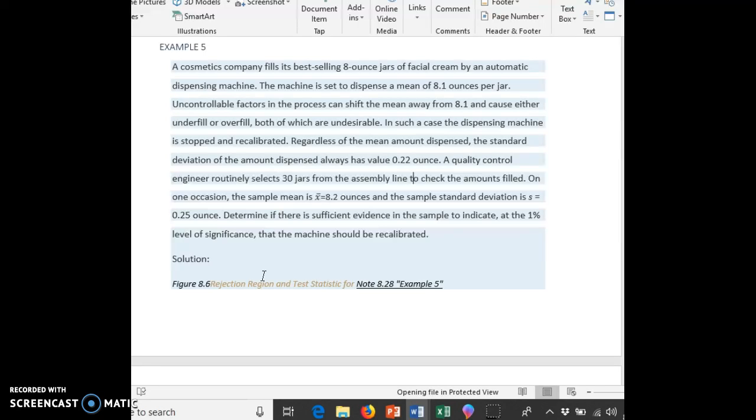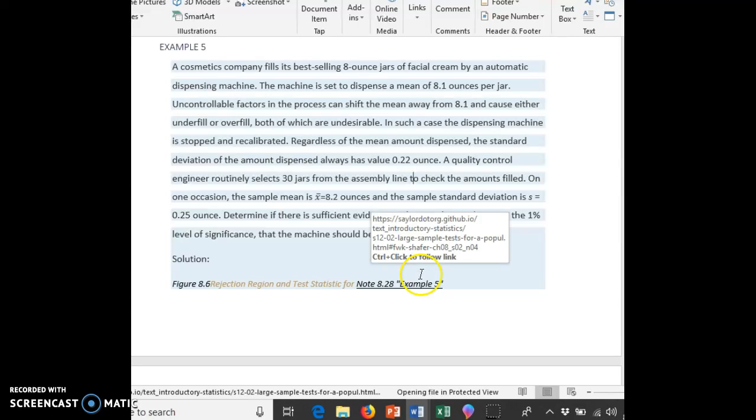Regardless of the mean amount dispensed, the standard deviation of the amount dispensed always has a value of 0.22 ounces. A quality control engineer routinely selects 30 jars from the assembly line to check the amounts filled. On one occasion, the sample mean is 8.2 ounces and the sample standard deviation is 0.25 ounces. We want to determine if there is sufficient evidence in the sample to indicate at the 1% level of significance that the machine should be recalibrated.